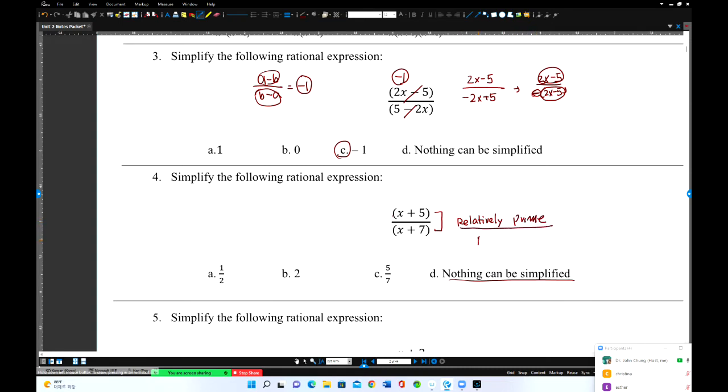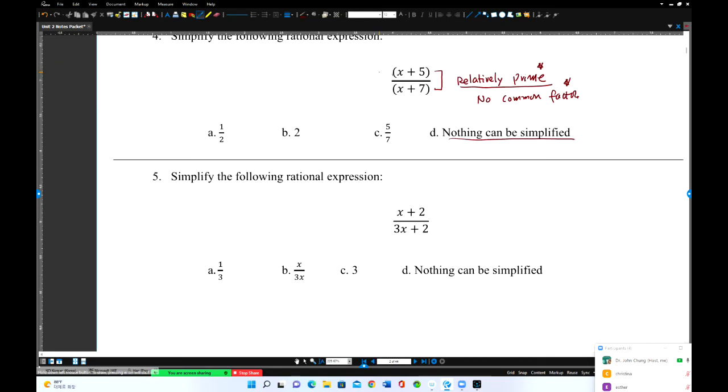Relatively prime means no common factor. We cannot touch it anymore. Remember this vocabulary. The next one is x plus 2 over 3x plus 2. Can you simplify this one? This is our final factor, 3x plus 2, with no more common factors. We have different factors, so nothing can be simplified. These two factors are relatively prime. No more. That's our final answer.